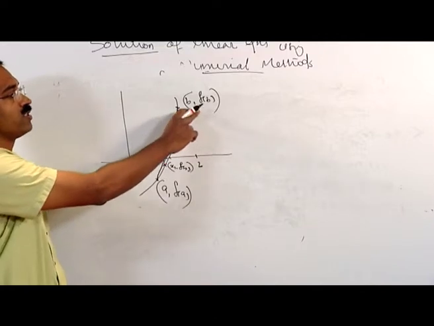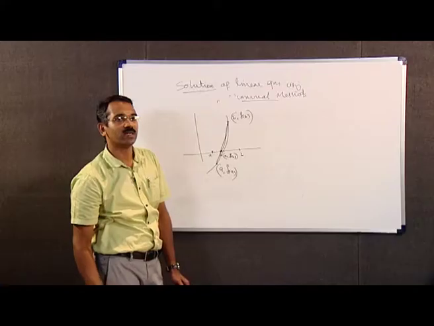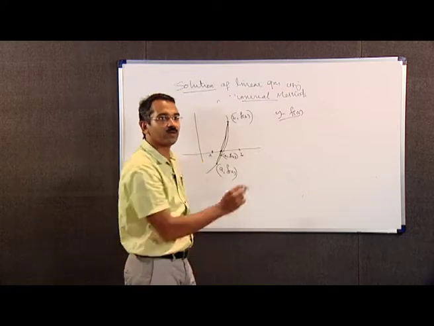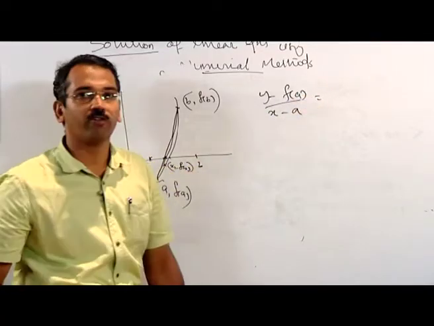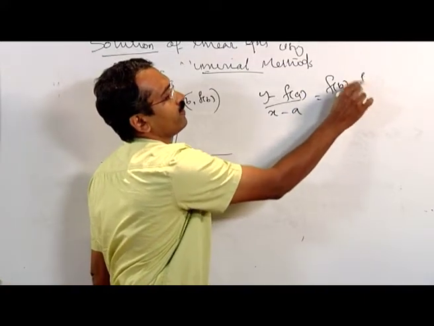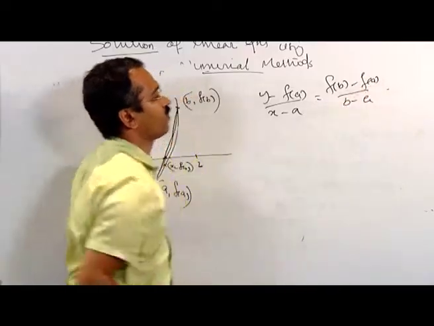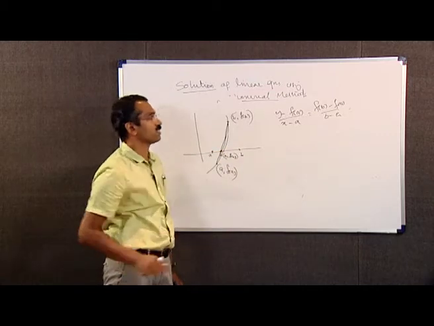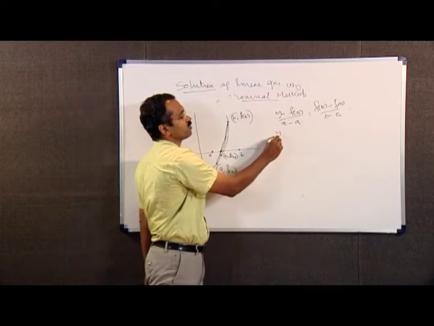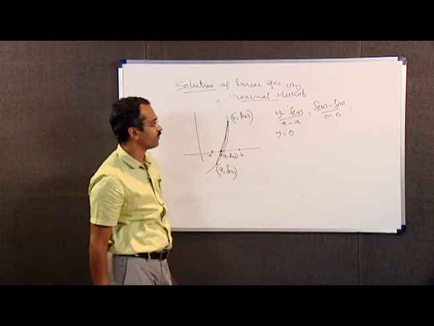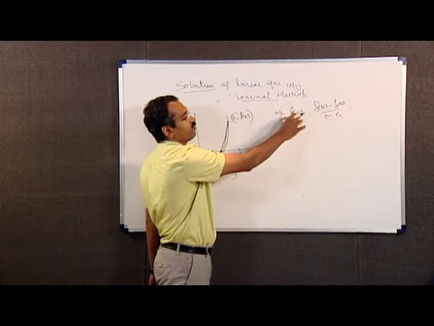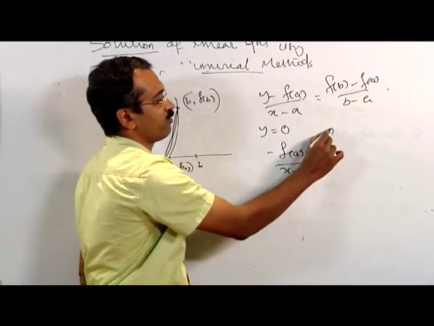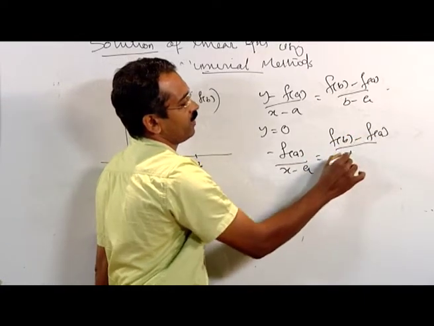The equation of the chord joining these 2 points a, f of a and b, f of b is written as y minus f of a divided by x minus a is equal to f of b minus f of a divided by b minus a. Since this chord intersects the x axis, at the point of intersection we have y equal to 0. Then this equation of the chord becomes minus f of a divided by x minus a is equal to f of b minus f of a divided by b minus a.